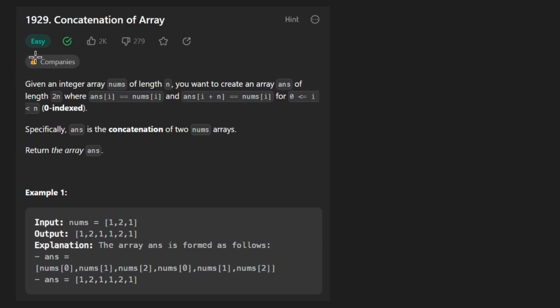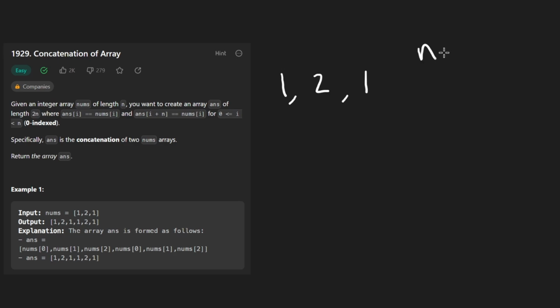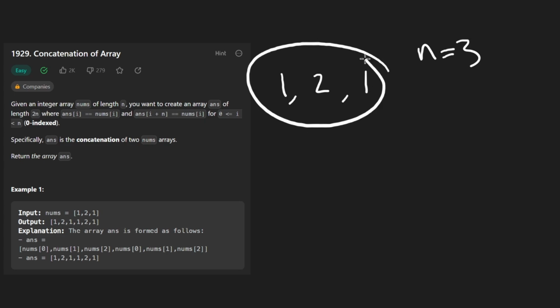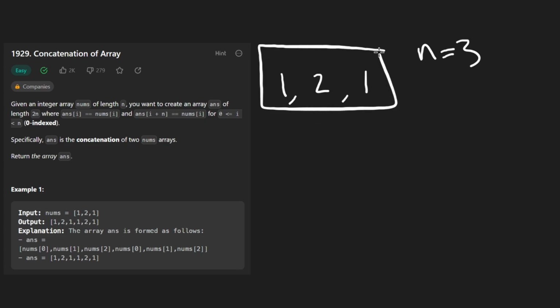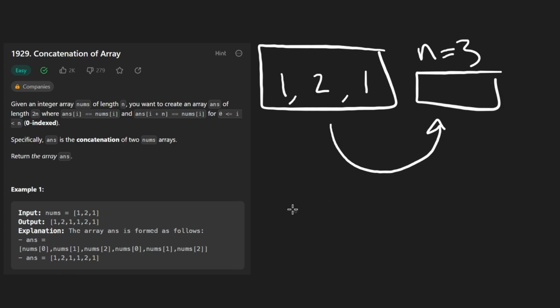So today let's solve the problem concatenation of array. We're given an integer array nums of length n. So maybe something like this, where the length is obviously three values. We want to return a concatenation of this array, meaning we take this array and then append it to itself. So then the output array would be the original array plus the array again.